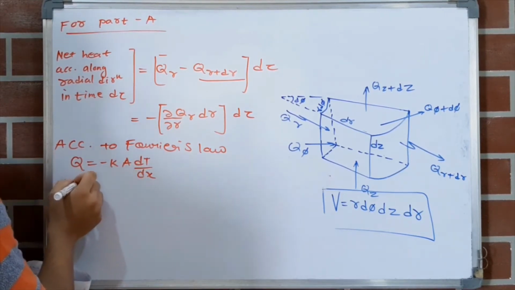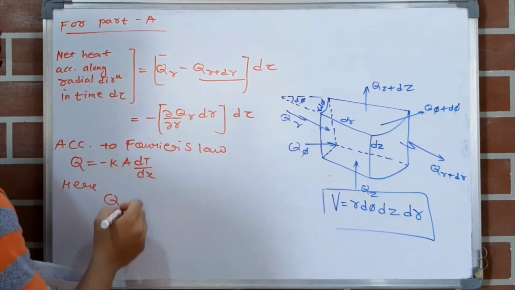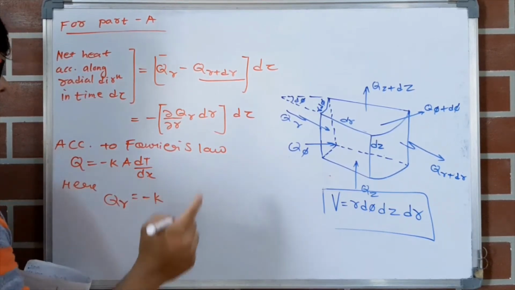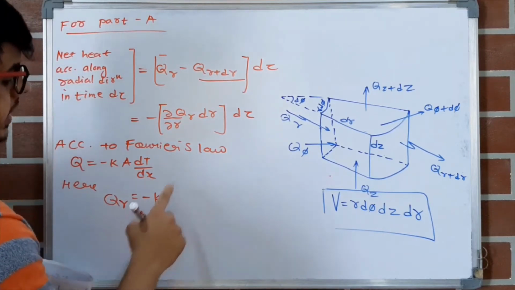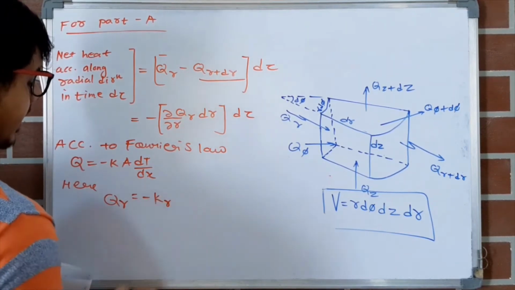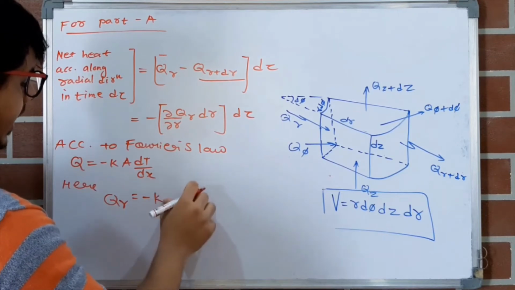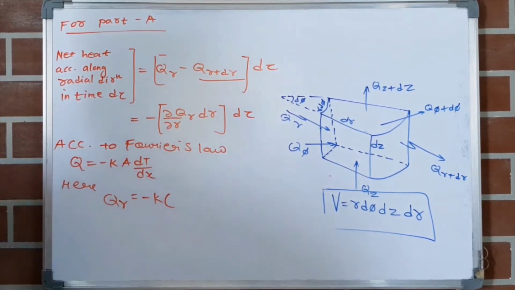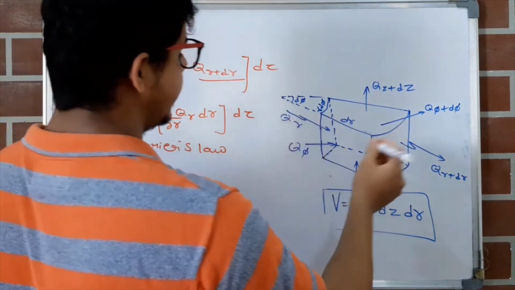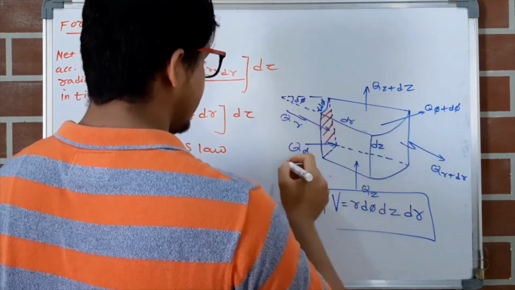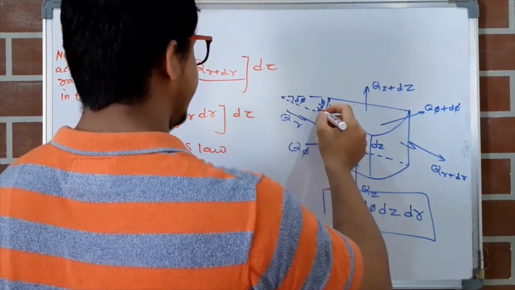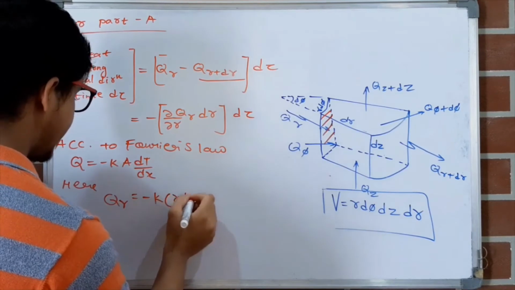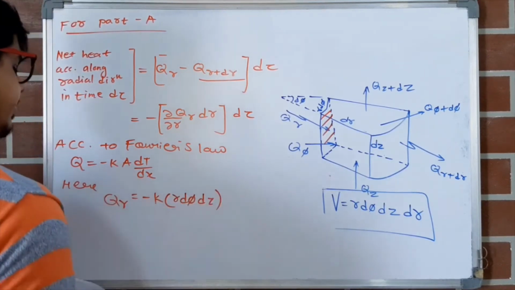But here we want to find it along the radial direction, so we will write qr equals minus kr. But we know that thermal conductivity is the same in all directions, so kr will be k, because it is the same. And the area perpendicular to this radial direction is this. So what will be the area? It will be r dφ into dz.